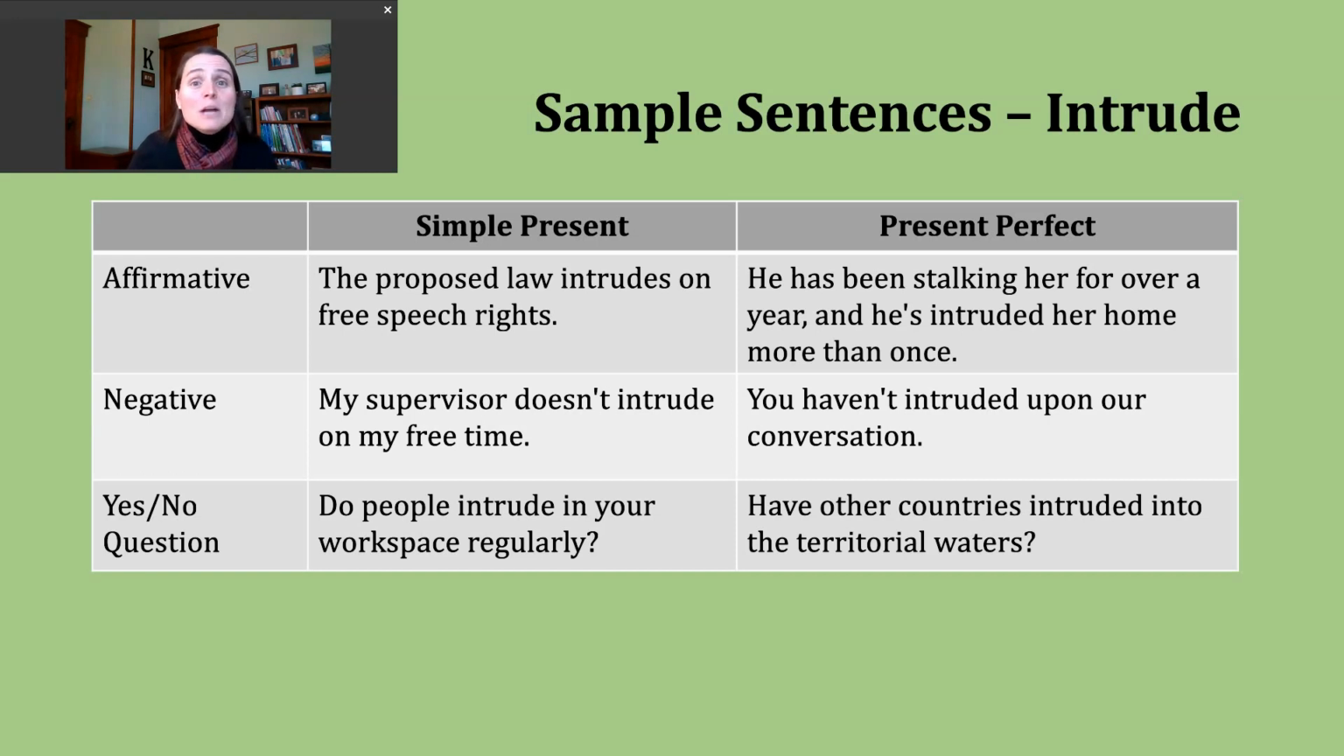Now let's move on and talk about making negative simple present sentences. To do this, again, I'm going to pay attention to my subject. If my subject is I, you, we, or they, I'm going to use do not, and then the base verb. You might also hear don't, and then the base verb. But if the subject is he, she, or it, I'm going to use does not, and then the base verb, or doesn't, and the base verb.